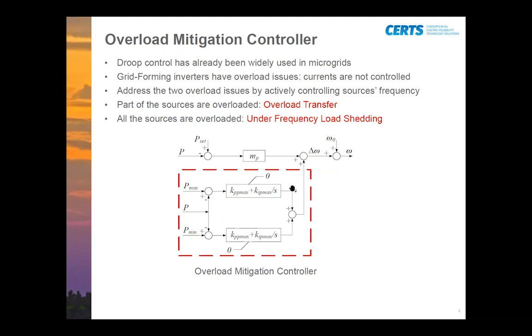As you can see here, it's a very simple controller added on the traditional power versus frequency droop. As I mentioned, because grid-forming inverters are voltage sources, their currents are not controlled, so they might have some overcurrent or overload issues. This controller can address the overload issues in a microgrid by actively controlling the source frequency. When some of the sources in the microgrid are overloaded, this controller can do overload transfer. And when all the sources in the microgrid are overloaded, this controller can do under-frequency load shedding.